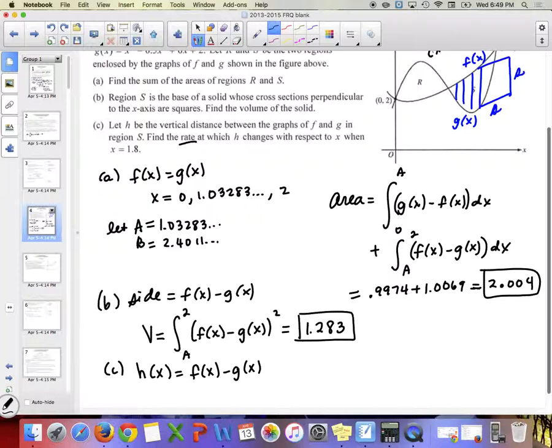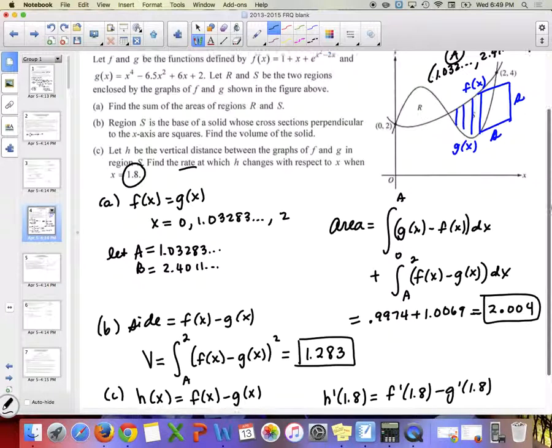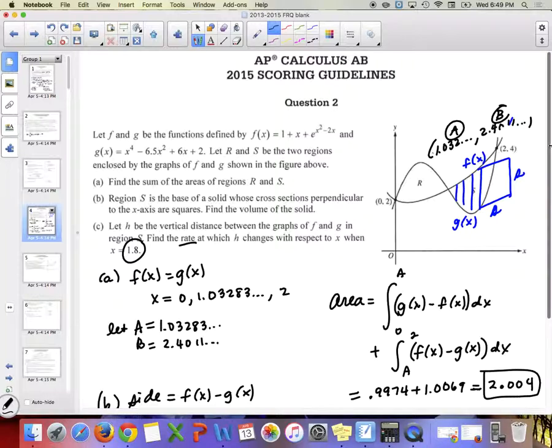So the rate, that means h prime, is going to be f prime of x minus g prime of x. And we want to find it when x is equal to 1.8. All right, so we want to find h prime of 1.8, and it's going to end up being f prime of 1.8 minus g prime of 1.8. And if you look at your functions, f of x and g of x, not really that fun to take the derivative of. You can. It's not terrible.